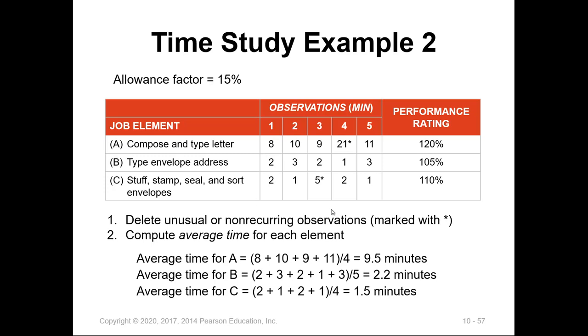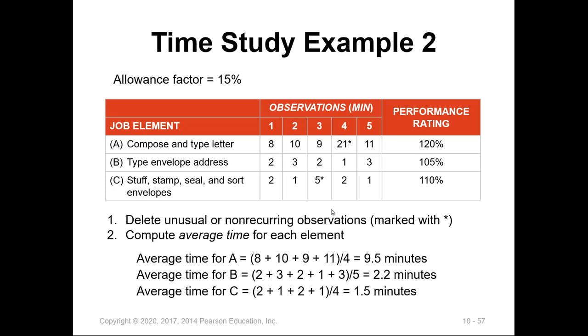In this example, the allowance factor is 15%, and the job in the place of study has 3 elements: composing and typing a letter, typing envelope address, then stuff, stamp, seal, and sort envelopes. Those are the 3 components. Looking at the observations, we can identify unusual readings marked by asterisk. Those observations will be deleted since they are far from other readings.